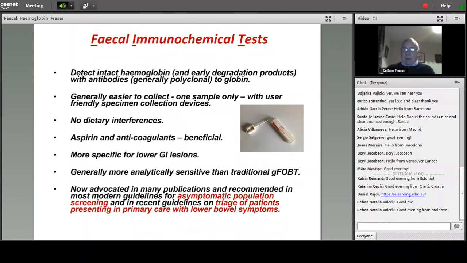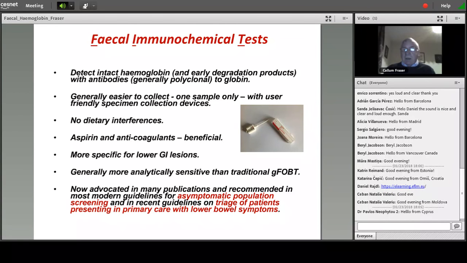Often people are worried about aspirin and anticoagulants and whether they interfere, but in fact these are beneficial in that these stimulate bleeding from any bleeding lesion in the gut, making for more blood, more hemoglobin in the feces, so FIT are more clinically sensitive when these drugs are taken than when they're not. And generally, they're more specific for lower GI lesions because hemoglobin is degraded as it passes through the gut. And by the time any hemoglobin in the upper GI tract gets into the colorectum, into the colon, then it will have been broken down.